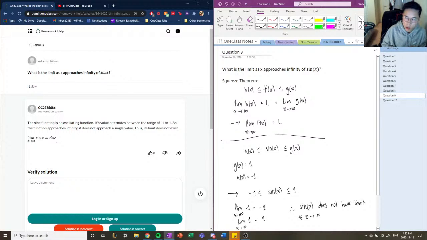Since the function is always oscillating, it's not going to approach a single number. It's always going to go up and it's always going to go down. And using our squeeze theorem method, we kind of figure that out, right? So the solution is correct.